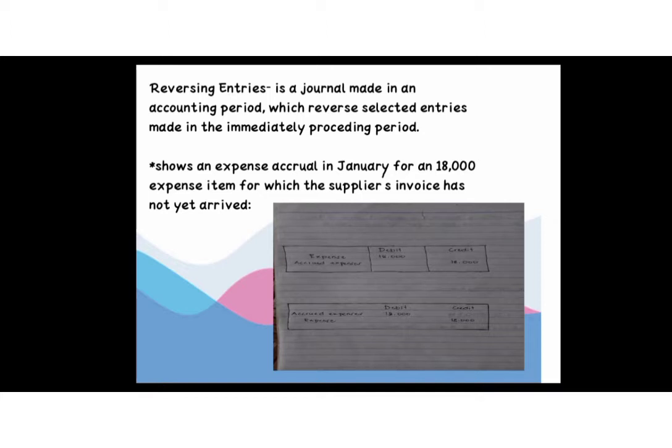Now, we will create the following reversing entry at the beginning of the February accounting period. This leaves the original 18,000 expense in the income statement in January, but now creates a negative 18,000 expense in the income statement in February.